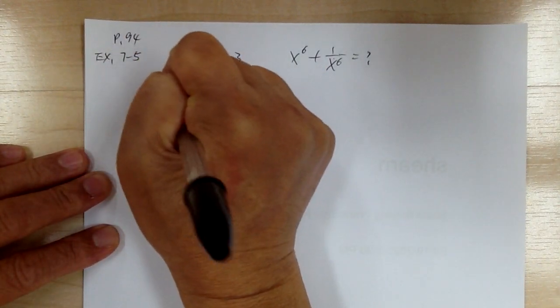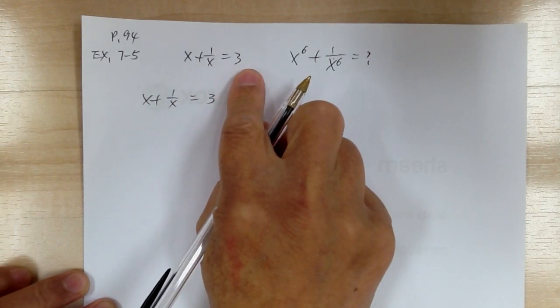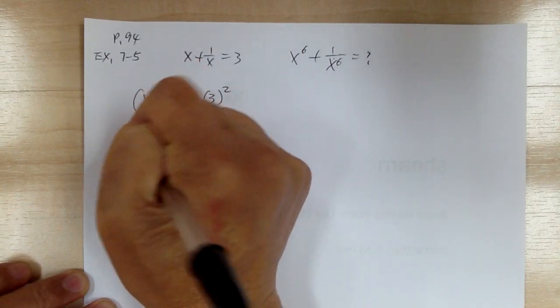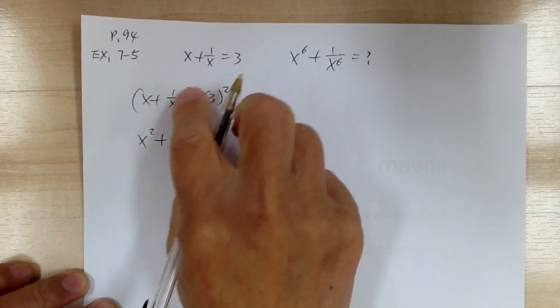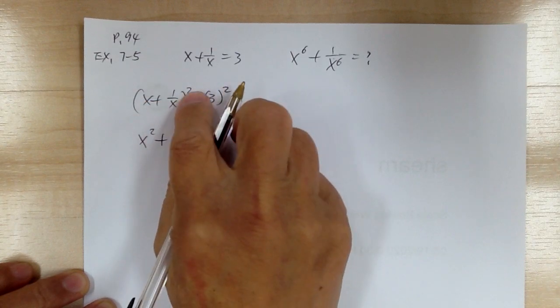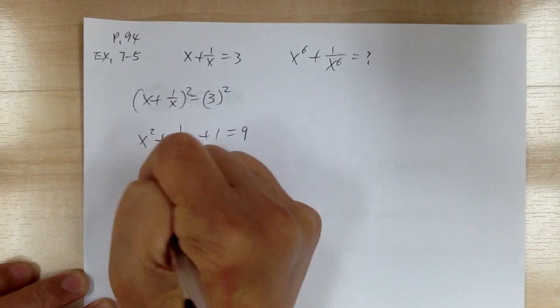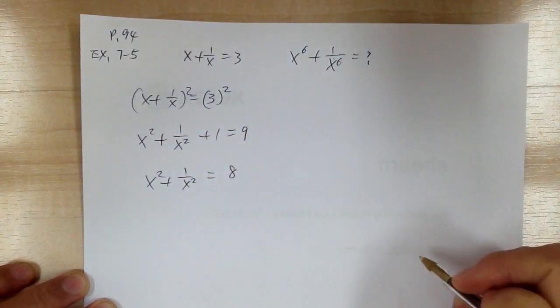So x plus 1 over x equal to 3. Right, copy that. Again, leave that alone so you don't lose track. So you square both sides. So you're going to get x squared plus 1 over x squared, and the middle term would be, this times that is 1 times 2. A square will give you plus 1 equal to 9. So x squared plus 1 over x squared equal to 8.